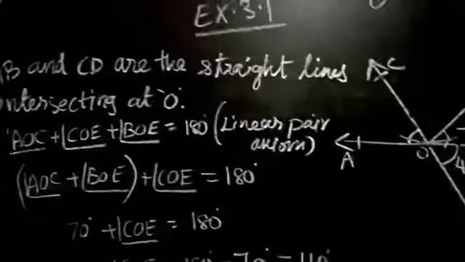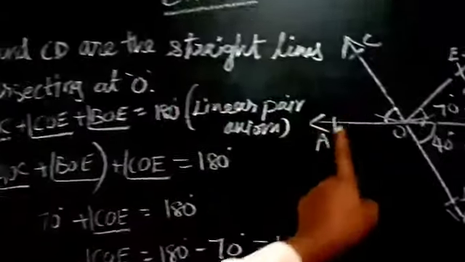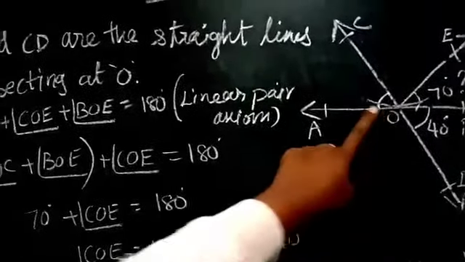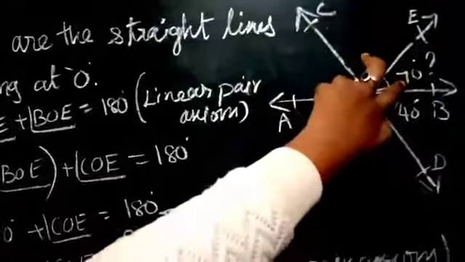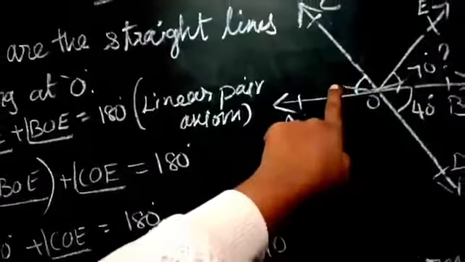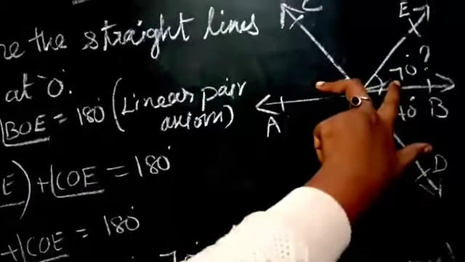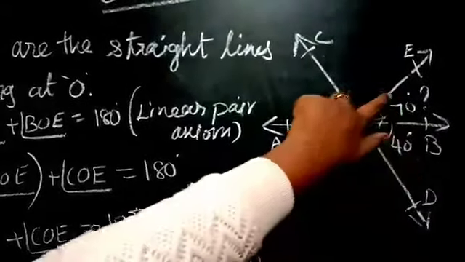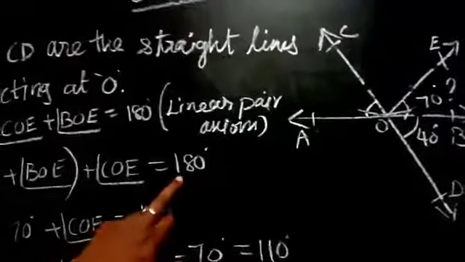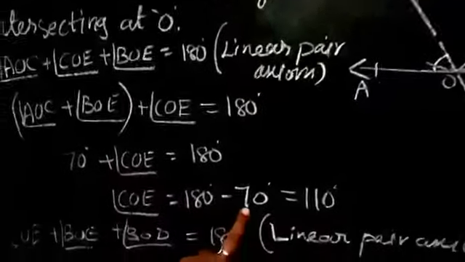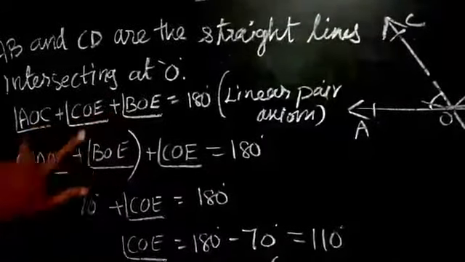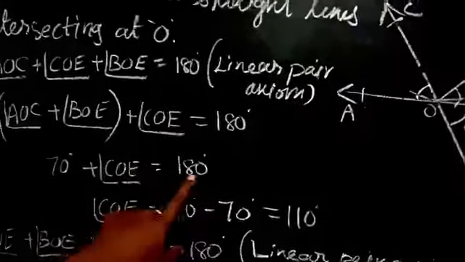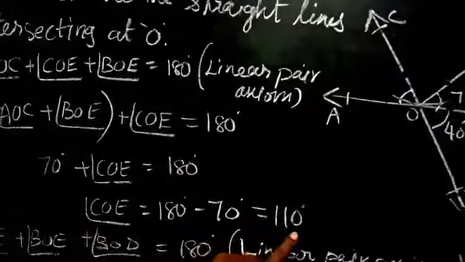For this, AB and CD are straight lines intersecting at O. Then this angle, this angle and this angle, when we add, we have to get 180, because these two angles they have given as 70, and AB is 180, so these two angles are 70. Then what is remaining here? From 180 we have to subtract 70. So this and this angle together, they have given as 70. COE is what we have to find. So 180 minus 70 is 110.